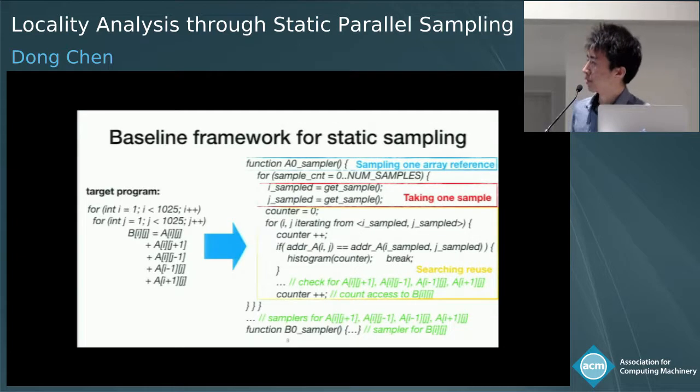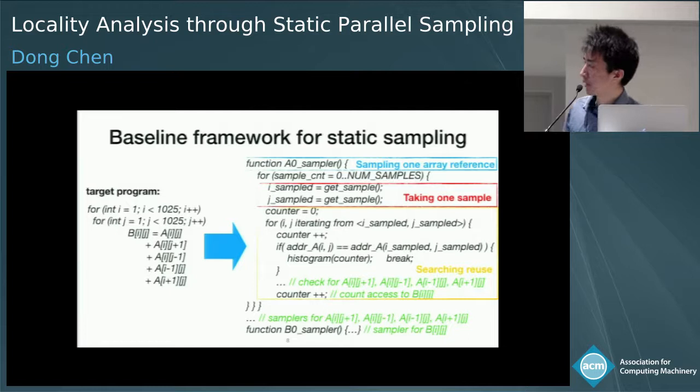Our baseline framework is like this. The generated code is shown on the right, and the target program is shown on the left. For each static reference in the target program, we generate one sampler function to sample the reuses starting from it, such as the A0 sampler, which is generated to sample the reuses starting from Aij, and the B0 sampler, which is generated to sample the reuses starting at Bij. Inside each sampler function, we first generate one loop and several assignment statements to control the number of samples to take and choose which iteration to sample. Combining this sampled iteration with this sampled reference, we actually sample one access.